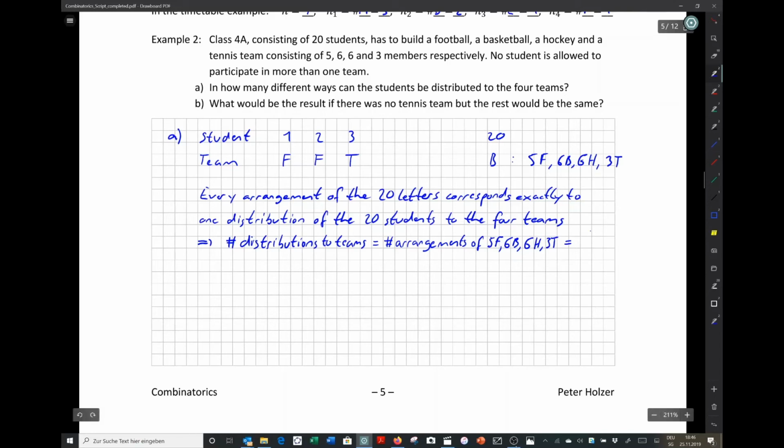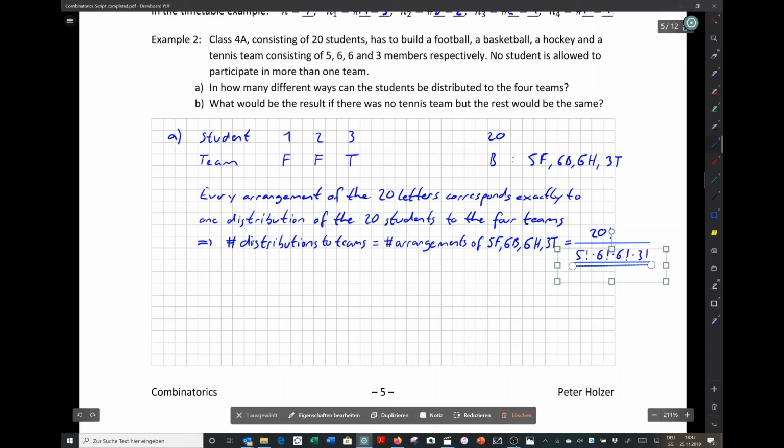These are in total 20 letters, so it's 20 factorial divided by 5 factorial times 6 factorial times 6 factorial times 3 factorial. And that's the final result. What would be the result? We're looking at B now. If there was no tennis team and all the rest would stay the same, think about it for a moment. How many different distributions to the 3 teams would now be possible?